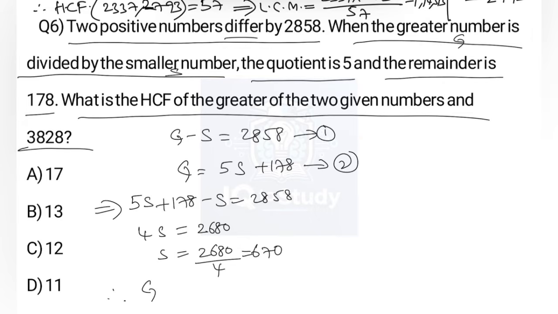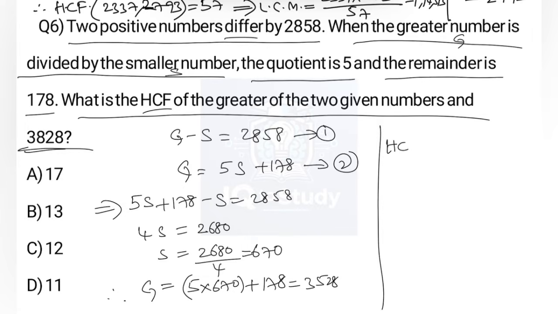Therefore, G is equal to 5 into 670 plus 178, which is equal to 3528. We have to find the HCF of greater of the two given numbers and 3828. So, HCF of 3528 and 3828. Let's find this.